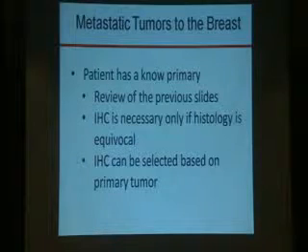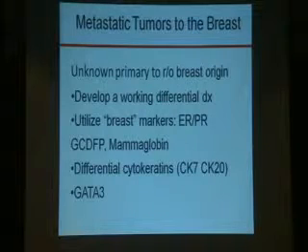IHC might be necessary only if the histology is equivocal. So if you have a patient with a known ovarian carcinoma and you look at the ovarian carcinoma as a high-grade papillary serous carcinoma and your breast looks very similar to it, identical, then you can make the diagnosis. But you can do immunohistochemistry to confirm it. So I would say IHC again should be done on selective cases.